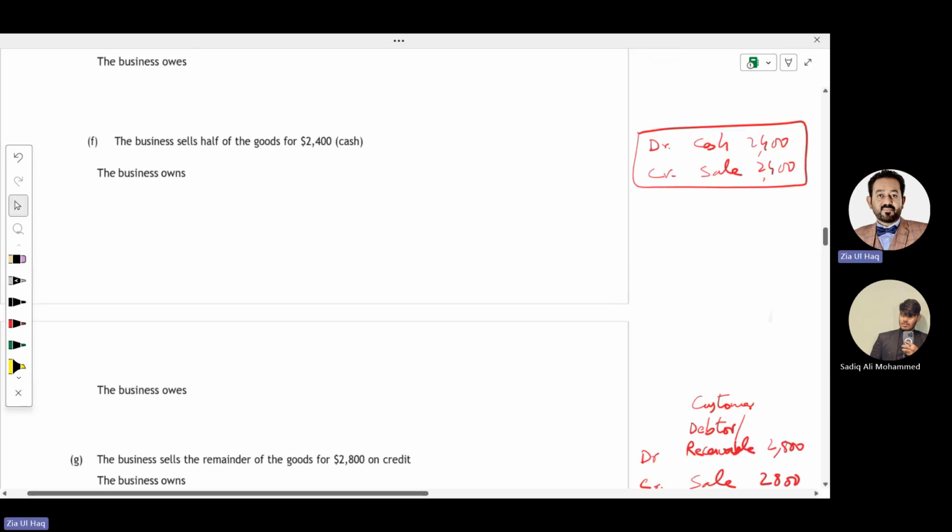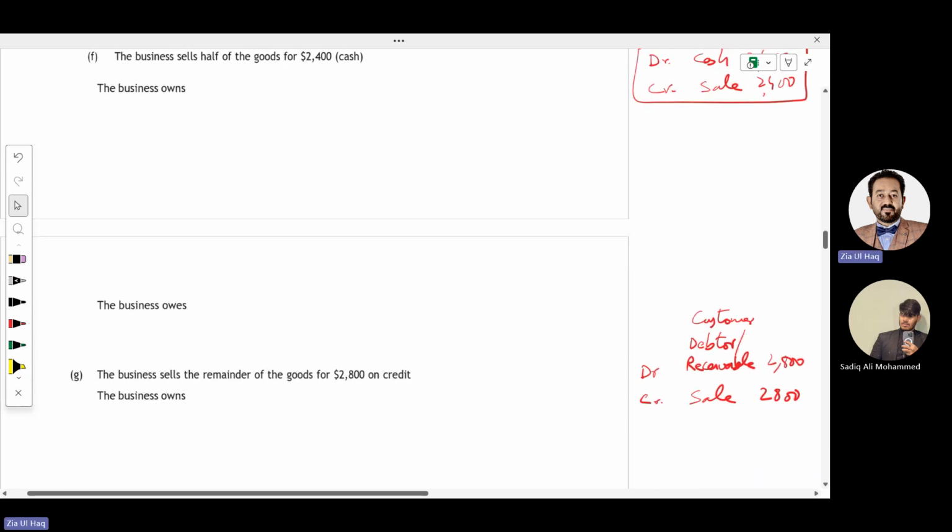So if we sold goods on cash, the entry is cash debit, sales credit. If we are selling goods on credit, the entry will be receivable debit and sale credit. Meaning the customer to whom we are selling on credit will be called receivable. And receivable will be our asset. We will record it as an asset.